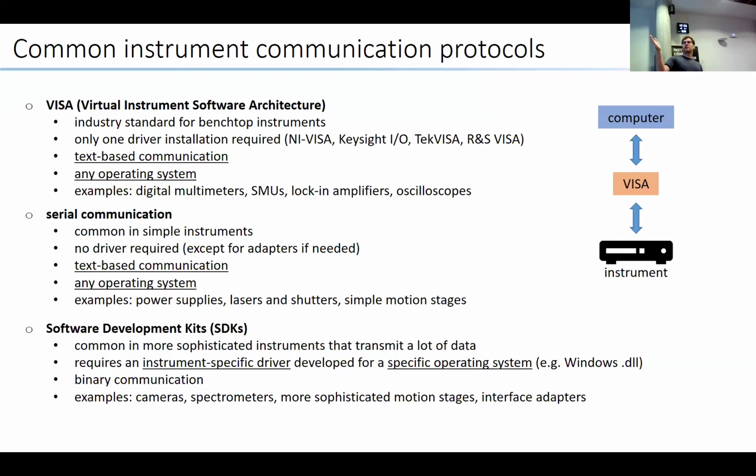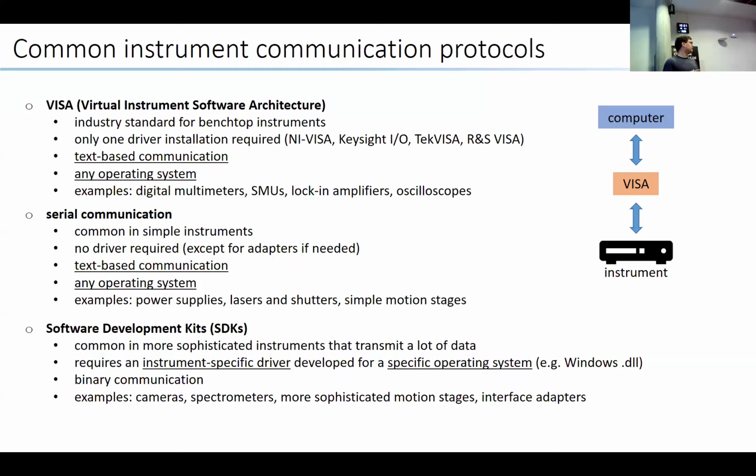The first is a VISA instrument. VISA is short for Virtual Instrument Software Architecture. Most big equipment is going to have this sort of interface. It's, I would say, the industry standard for benchtop instruments, for digital multimeters, source measure units, oscilloscopes, lock-in amplifiers, and a whole range of other instruments. And this is your best bet.